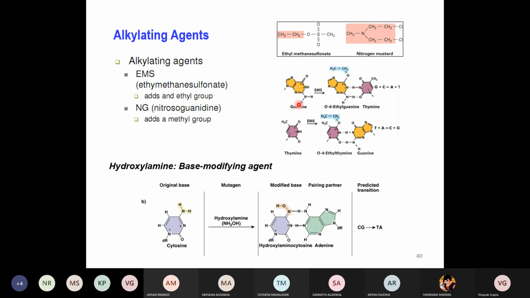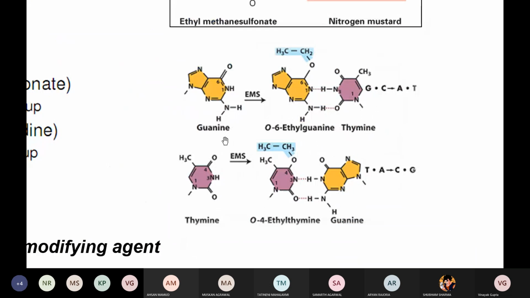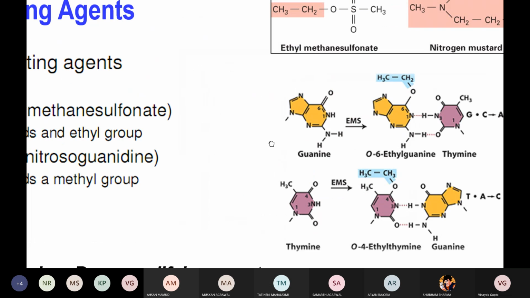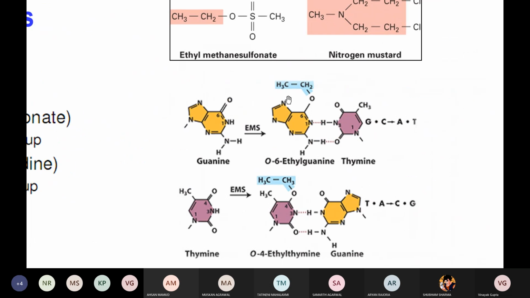Let's see one example, because the ultimate outcome is the same. There is no point in discussing everything. Let me zoom in. Here you can see guanine is there, and you are adding EMS. EMS means ethyl methane sulfonate. What it is going to do is add an extra alkyl group. So now you can see that this is a modified G.